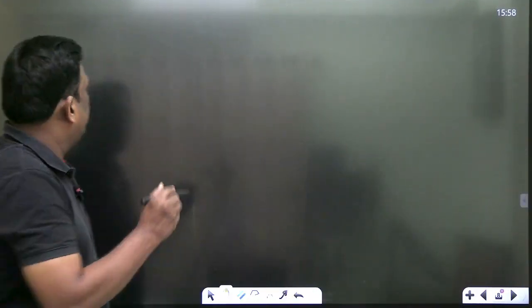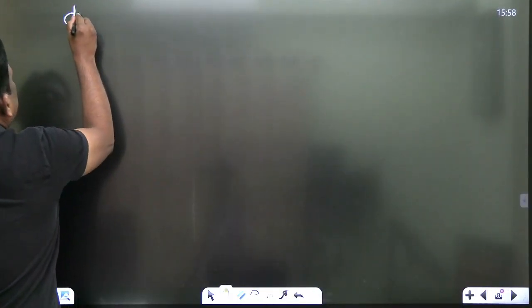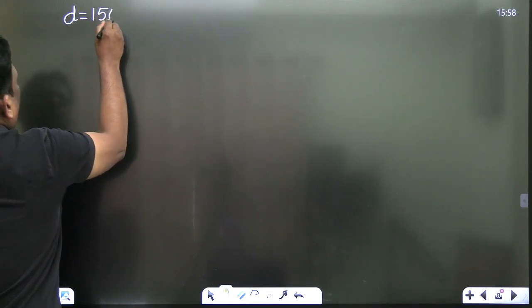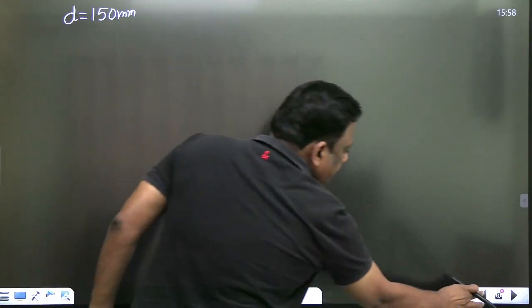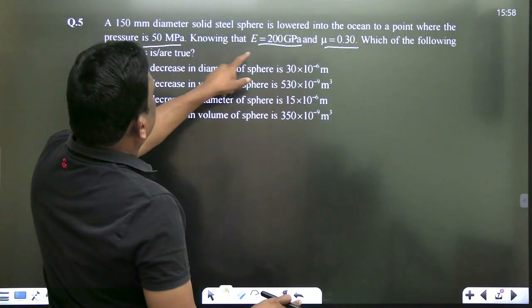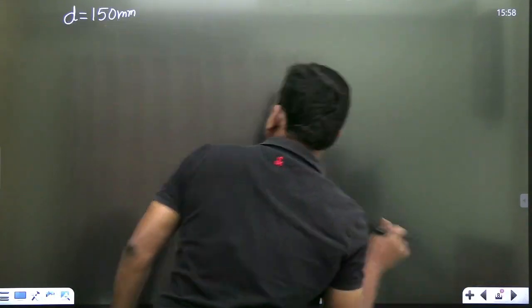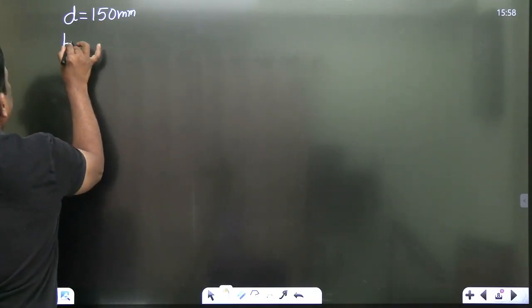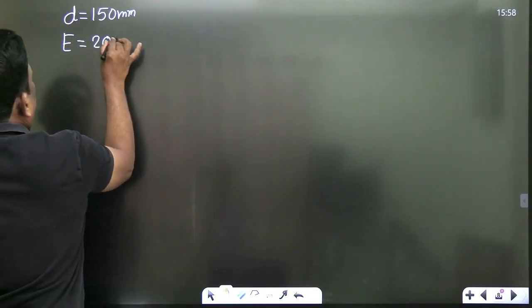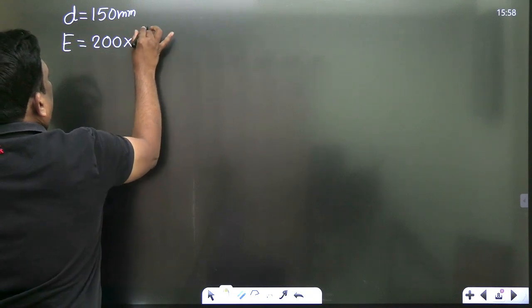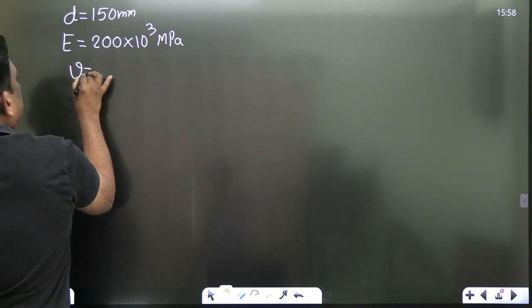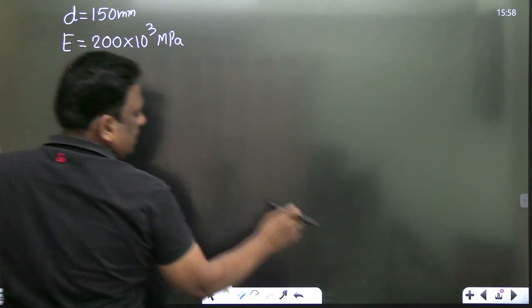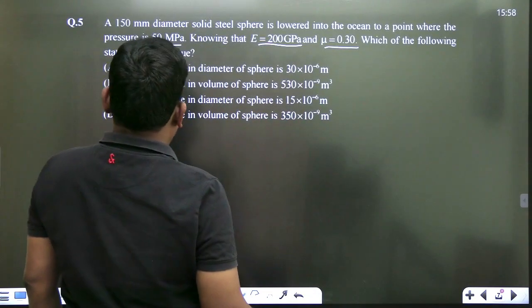Chalo. So what is the diameter of the sphere given? Let me check. The sphere diameter is 150 mm. Okay. Chalo. And Young's modulus is 200, Poisson's ratio is 0.3. Young's modulus is 200 into 10 power 3. It is given in gigapascal, so I have converted in megapascal. And the Poisson's ratio is 0.3.